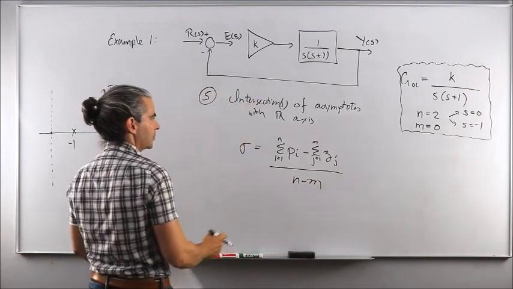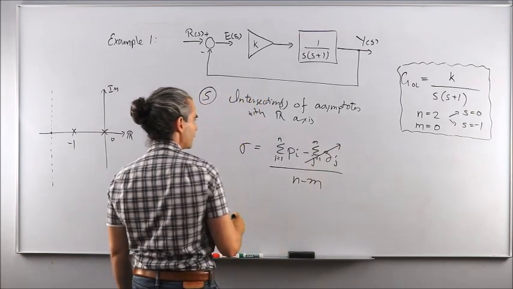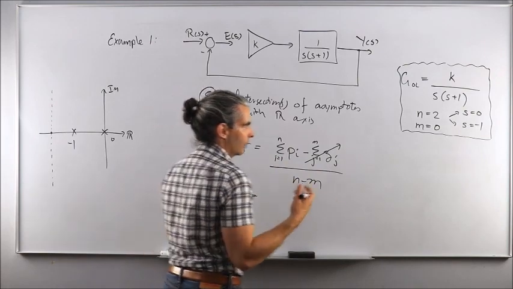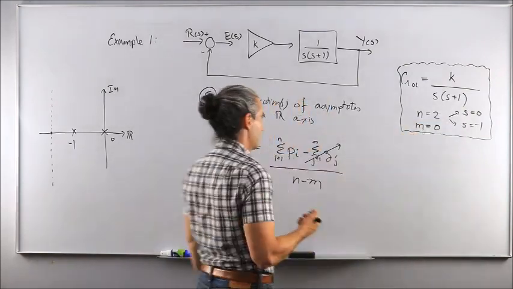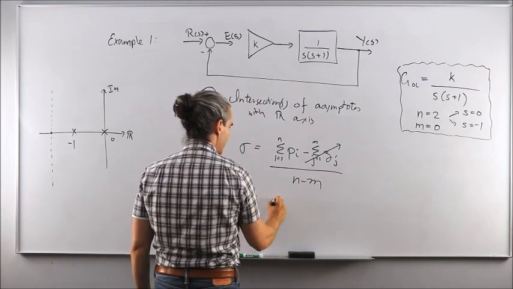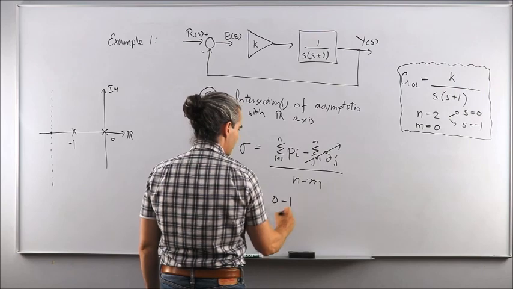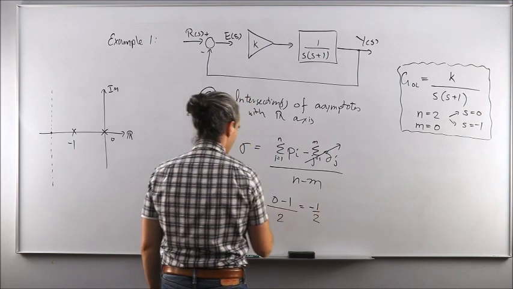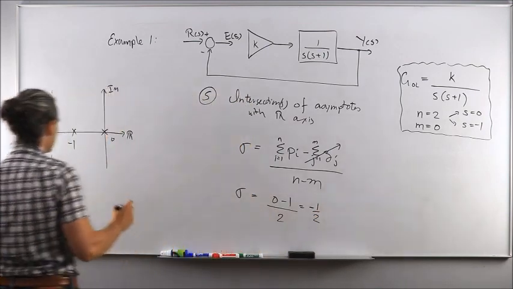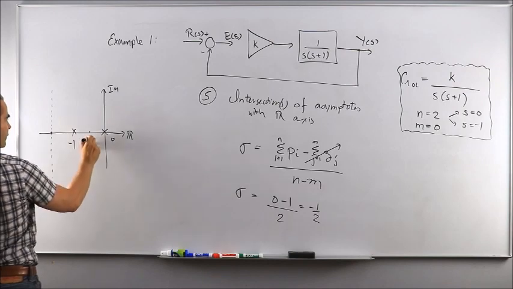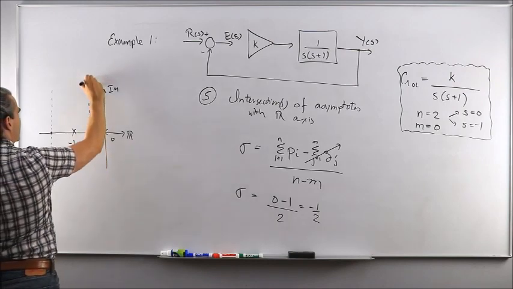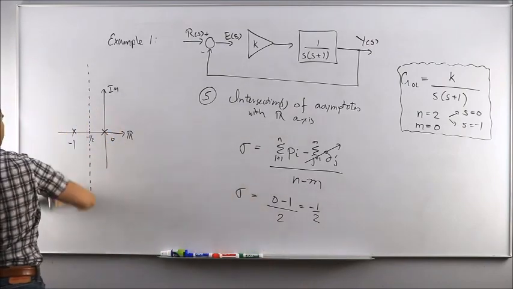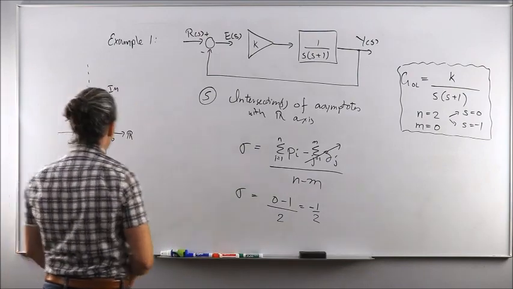In our case, we don't have any zeros, so that's easy. And we're summing all the poles together by considering only the real parts. It turned out they are already along the real axis, so that becomes even easier. So we have the one at 0 plus the one at minus 1 over n minus m, which is 2, which means that the intersection of both asymptotes along the real axis is going to be right here in the middle, minus 1/2. And now I can draw my two asymptotes exactly where they meet the real axis. Okay, starting to look like something.